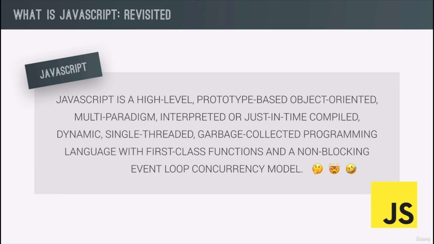JavaScript is a high-level, prototype-based, object-oriented, multi-paradigm, interpreted, or just-in-time compiled, dynamic, single-threaded, garbage-collected programming language with first-class functions and a non-blocking event loop concurrency model. Wait, what? Is this some kind of joke? Well, yeah, it kind of is, actually. I just packed as much information as possible about JavaScript into one unreadable sentence just for fun.